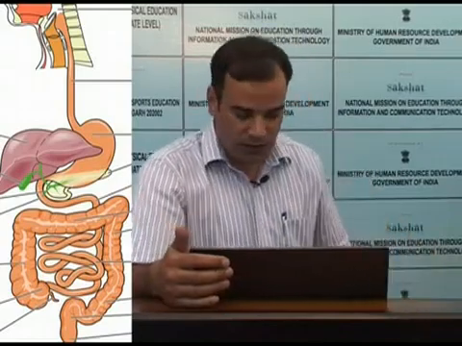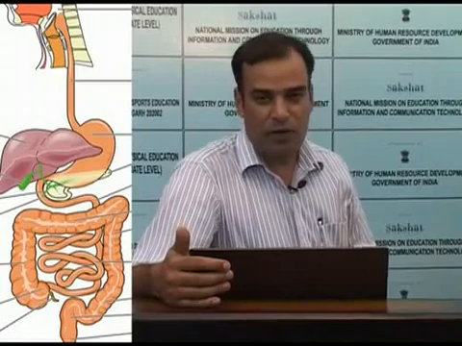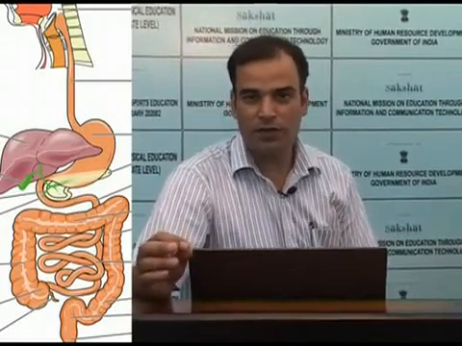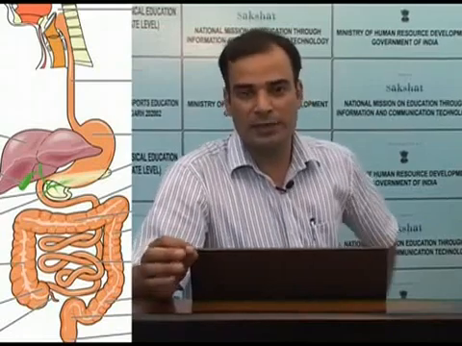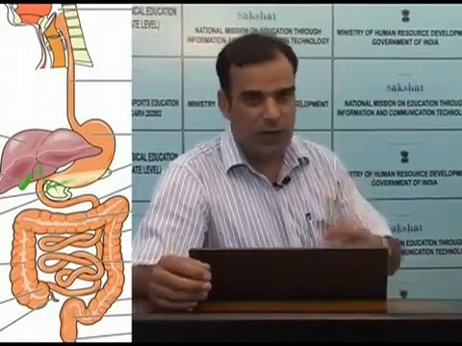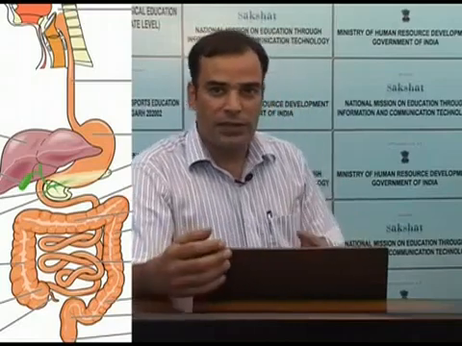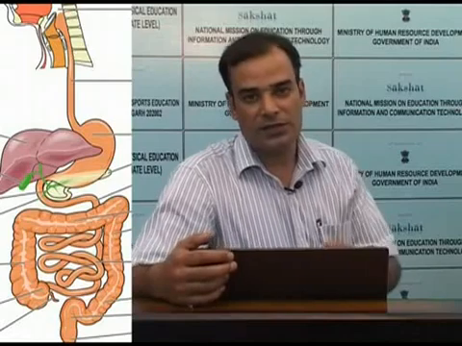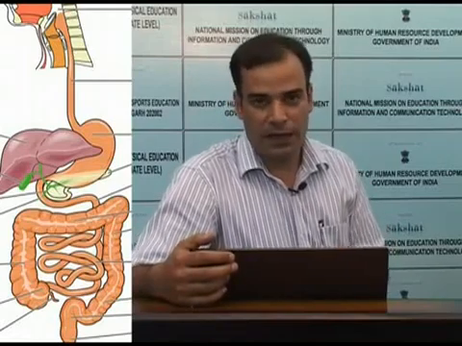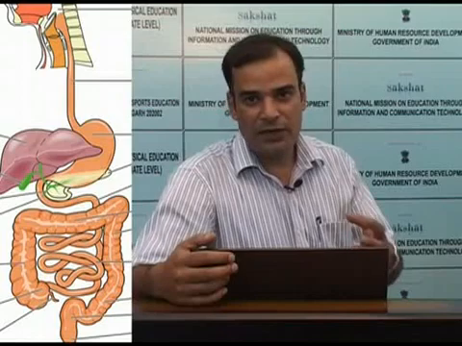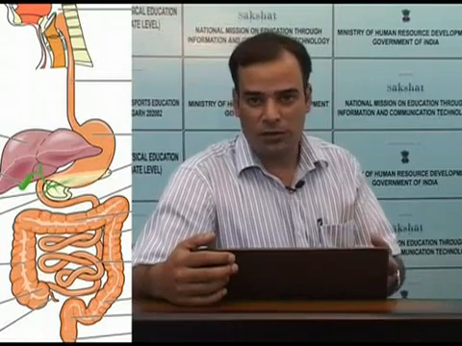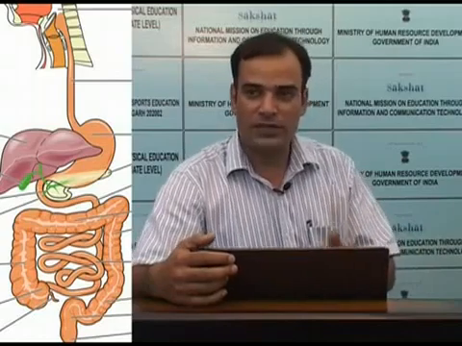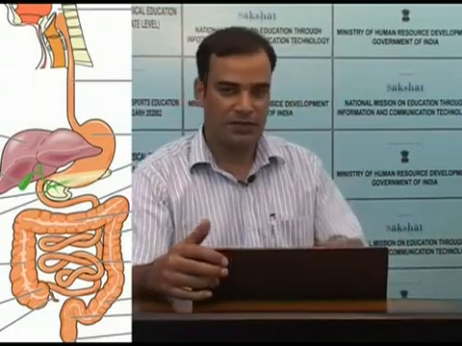The number of neurons in these plexuses is about 100 million, which is nearly equal to the number of neurons present in the whole spinal cord. From this you can judge the importance of this intrinsic nervous system regarding the functions of the GIT. In fact, GIT can function on its own without the external nervous supply with the help of its own nervous system called the enteric nervous system.